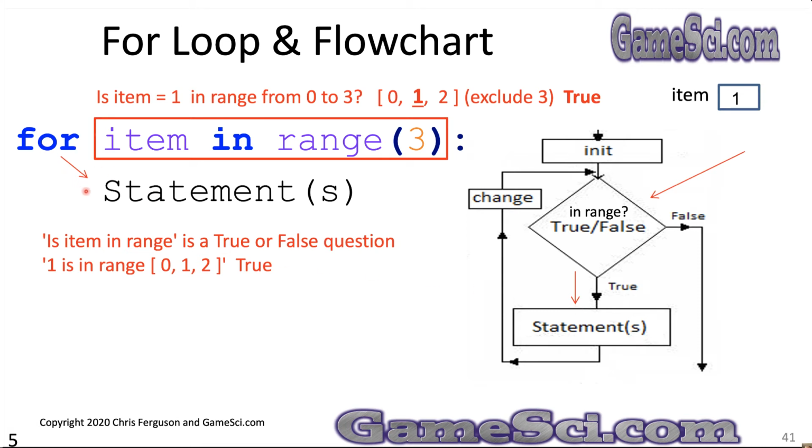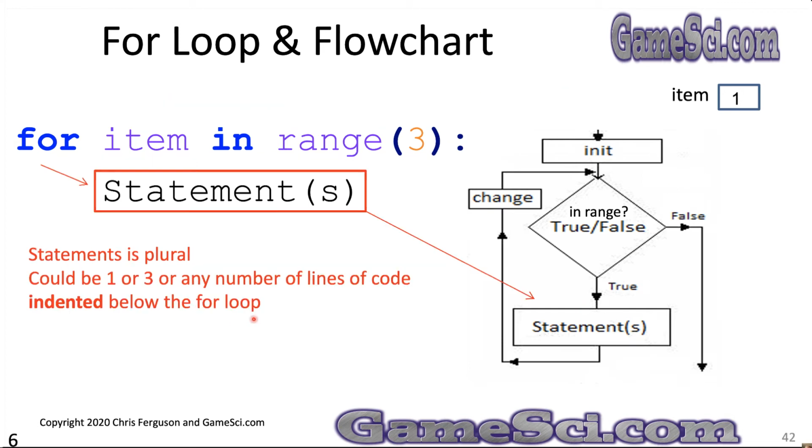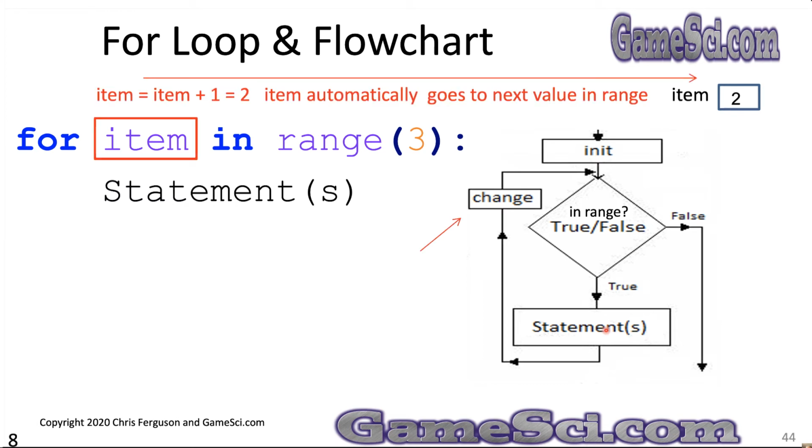And that's what this arrow is showing here. Since my item is in range, we are going to execute the block of statements. Is item in range? It's a true or false question. 1 is in the proper range. We're going to execute the code in the block. The statements inside the for loop will execute. Notice that statements is plural. It could be multiple statements. Anything that's indented below the for loop will execute. We'll loop back up and do it again.